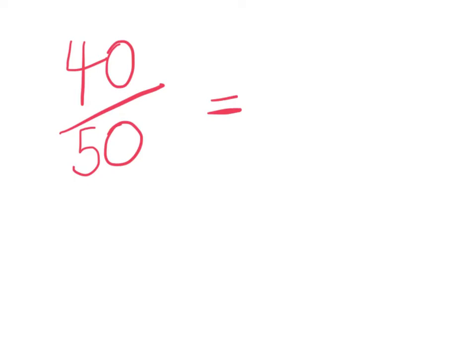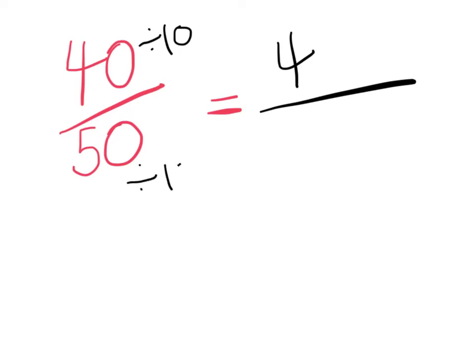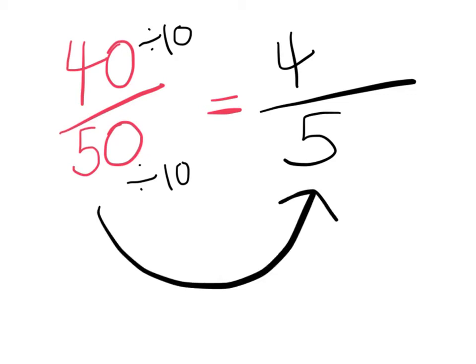Let's do 40 over 50. Can you think of the biggest number that goes into 40 that also goes into 50? I hope you're thinking right now, the biggest number that goes into 40 and also into 50 is 10. So 40 divided by 10 equals 4. 50 divided by 10 equals 5. So the simplified form of 40 over 50 is 4/5. Let's give you a go.